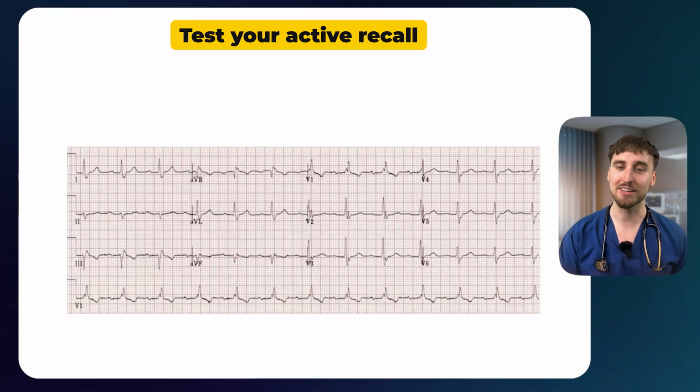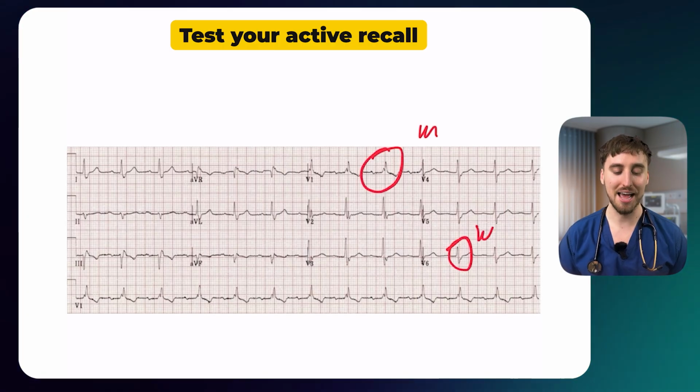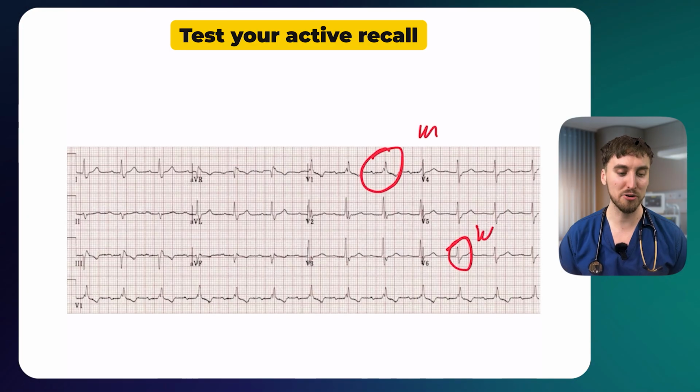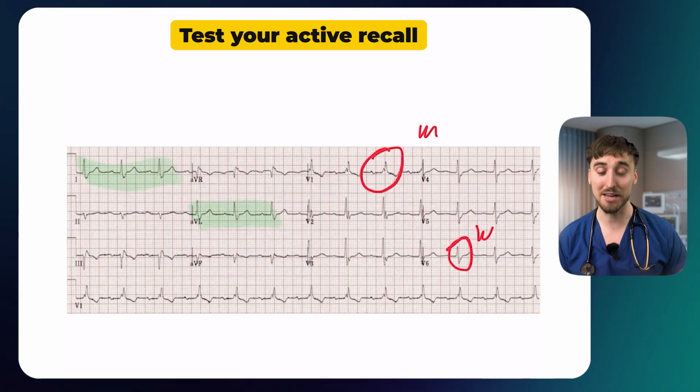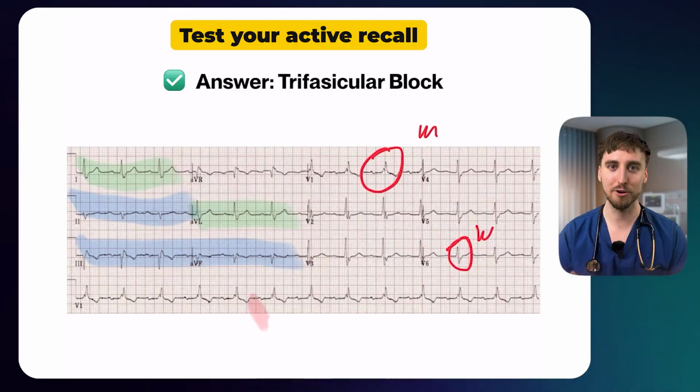And lastly, what about this one? Last but not least, if you get this right, you are absolutely smashing it. If you're looking over the hemiblock area, you can see again, it has that same pattern. And lastly, I hope you're looking at the PR interval because this time it is delayed, which makes this a trifascicular block. And that's a wrap.